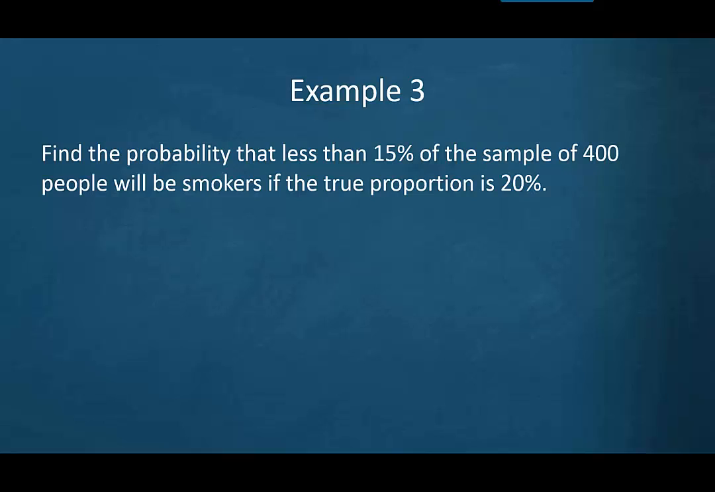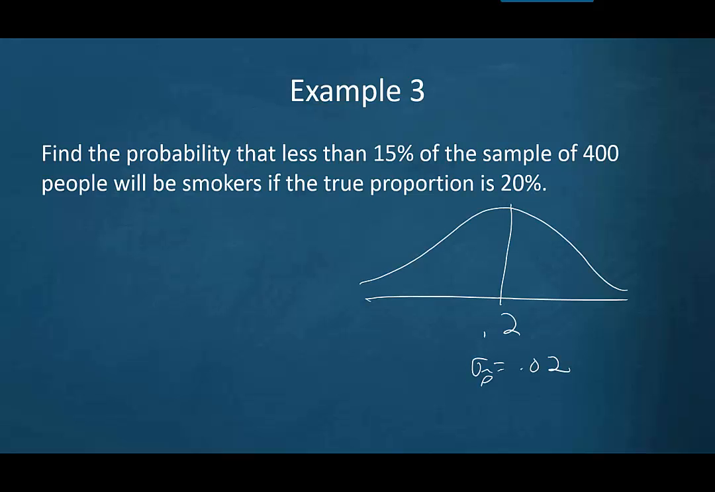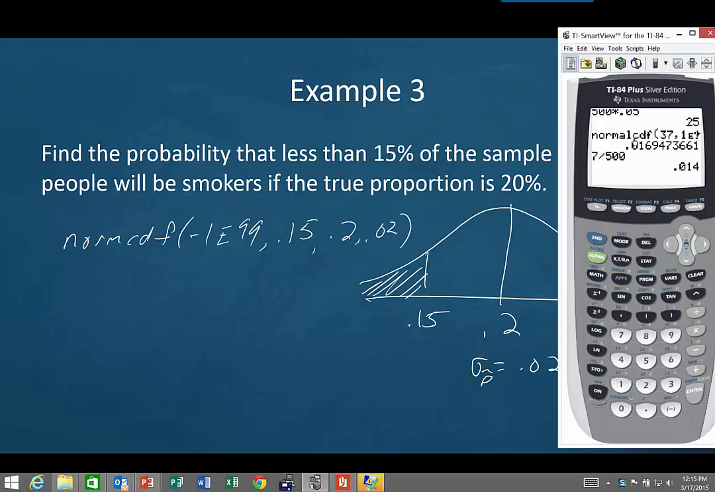0.2. Okay, so find the probability that less than 15% of the sample of 400 people will be smokers if the true proportion is 20%. So again, let's draw this out. And on the calculator, if we have the new model of calculator, I'm going to go ahead and press second distribution. Number 2, normal CDF.